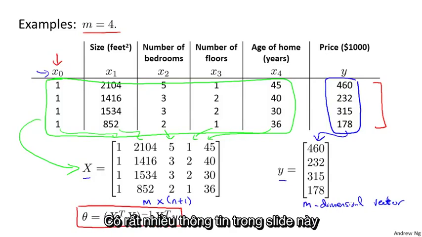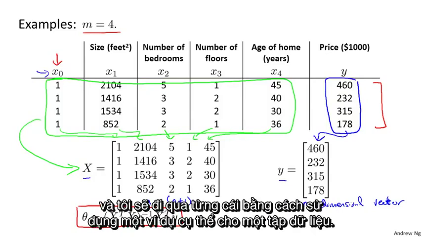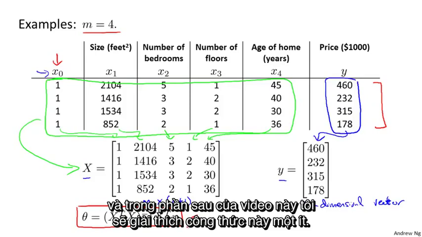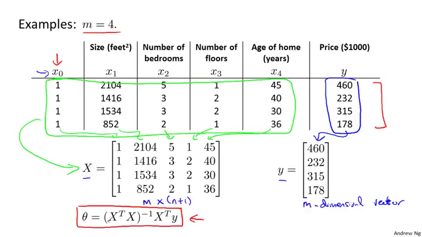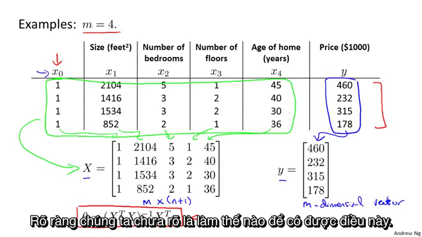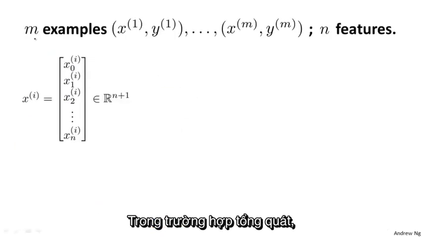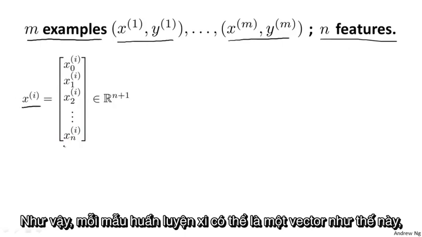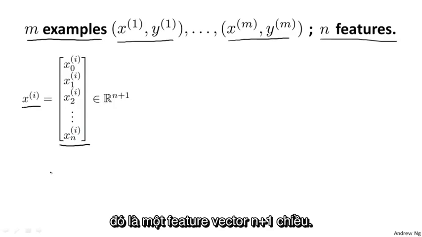There was a lot that happened on this slide, and I worked through it using one specific example of one data set. Let me write this out in a slightly more general form, and then later in this video explain this equation a bit more in case it's not yet clear how to do this. In the general case, let's say we have m training examples, x1, y1 up to xm, ym, and n features. So each of our training examples xi may look like a vector like this, an n plus 1 dimensional feature vector.